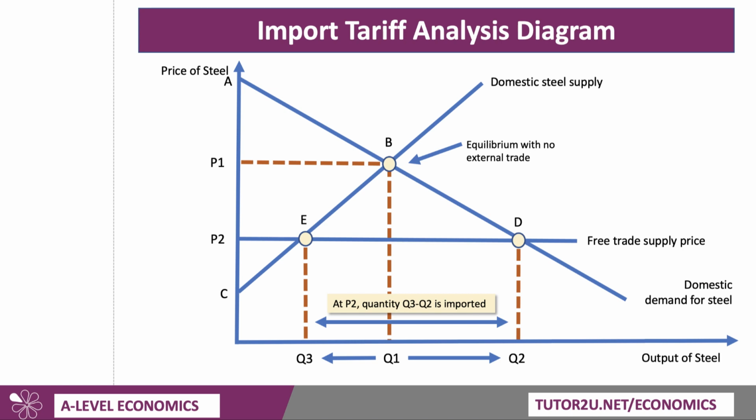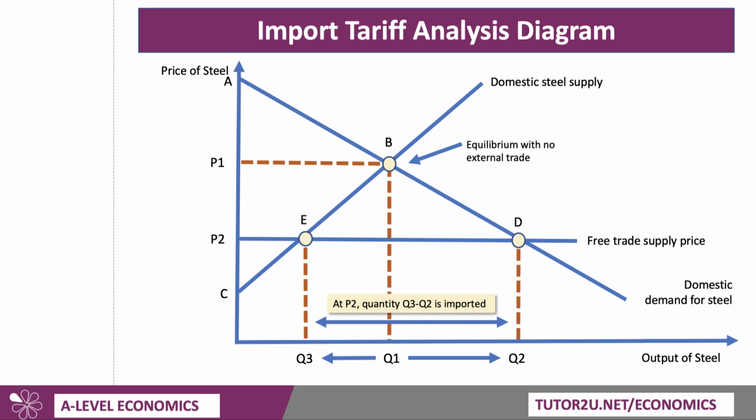Okay, let's walk through together the import tariff diagram. The price P1 is the equilibrium price with no trade, but we then assumed, if you go back to my previous video, that steel could be bought and sold at the world price of P2, which is substantially below the domestic equilibrium price. If a country allows free trade in steel at the price P2, then demand expands to Q2, but domestic supply contracts to Q3. At price P2, the majority of the market is supplied by imports. Domestic producers are only able to produce quantity Q3 because their costs are higher.